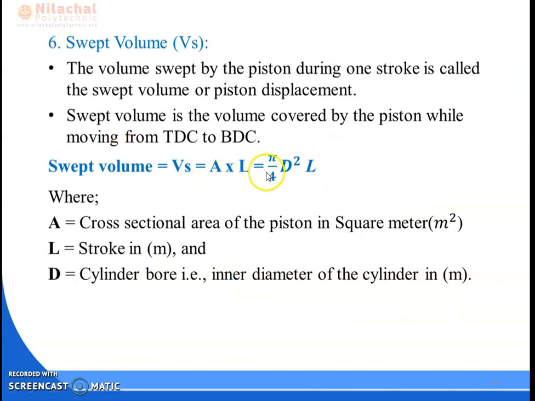Vs is equal to A into L. The piston travels the distance from TDC to BDC, and the volume covered by the piston, what is the volume covered? Area into that length. So how much length will it cover? Stroke L. And what is the area? The area involves the diameter, so that is your pi by 4 d square L. That will give you the swept volume. What is A? Cross section area of the piston in square meter. L is the stroke, TDC to BDC in meter. D is the cylinder bore or inner diameter of the cylinder. Cylinder bore, what do we call it? Diameter. We can say diameter.